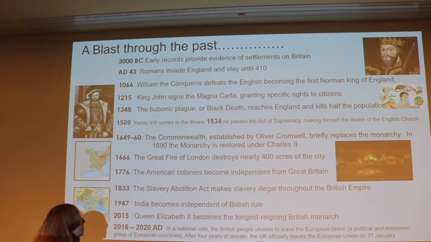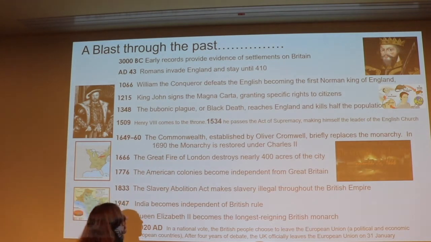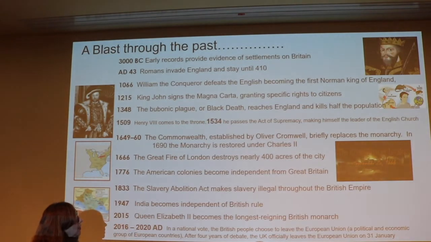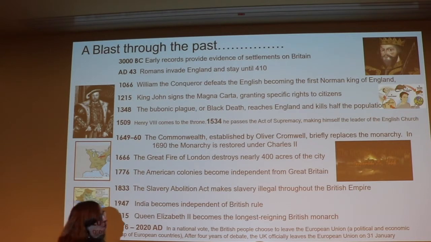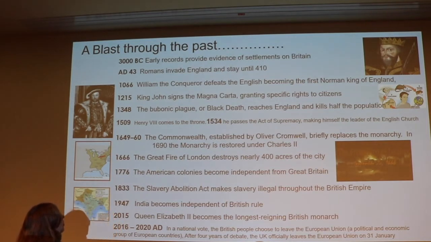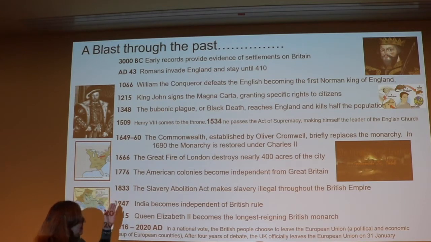In 1348, the Bubonic Plague races through England. They also call it the Black Death. It reaches England and it kills over half the population through the time there. So it was a very scary time. Moving forward, 1509, Henry VIII. 1649 to 1660, the monarchy was overthrown, but in 1660, the monarchy came back.